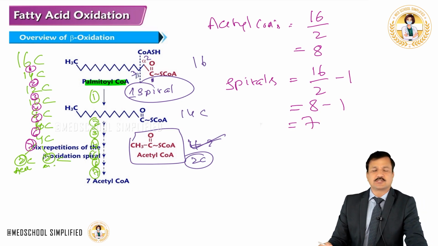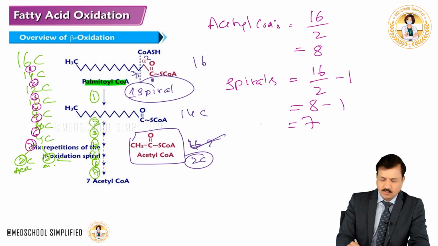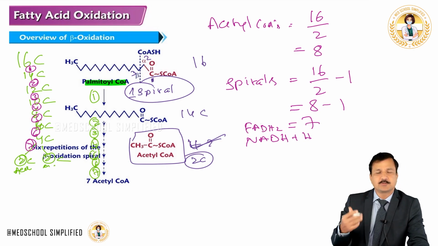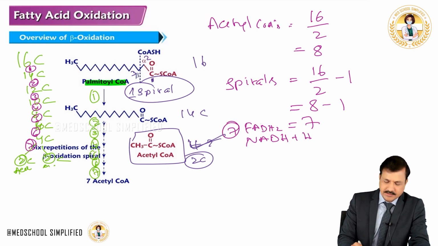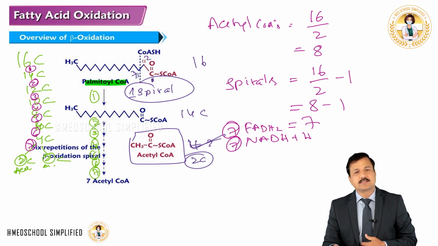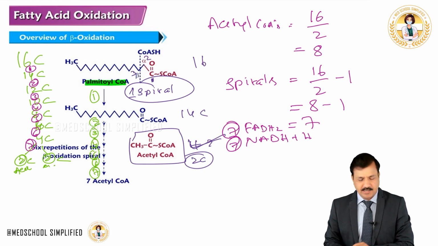Why do we need to know the spirals here? In each beta oxidation spiral, we are going to get 1 NADH plus H plus and 1 FADH2. So that means in 7 spirals, we are going to get 7 NADH and 7 FADH2. So we can get the NADH and FADH2 numbers if we know the number of spirals.